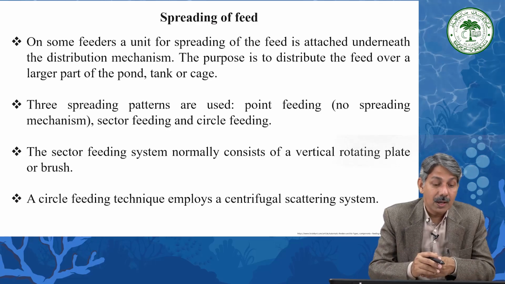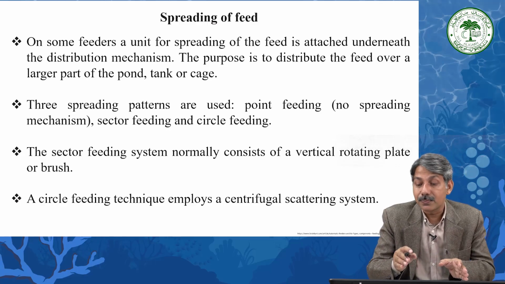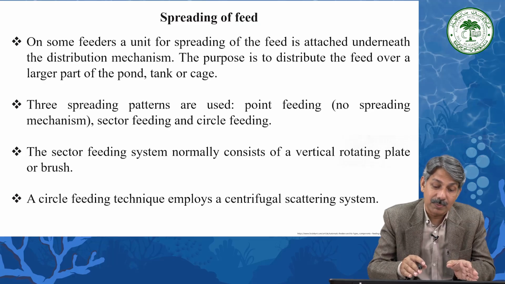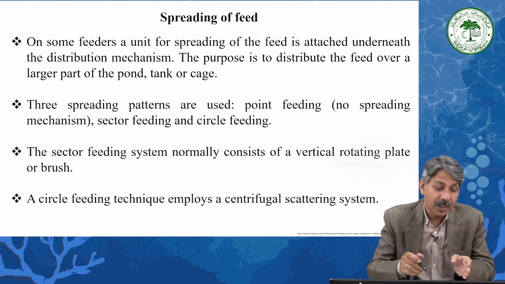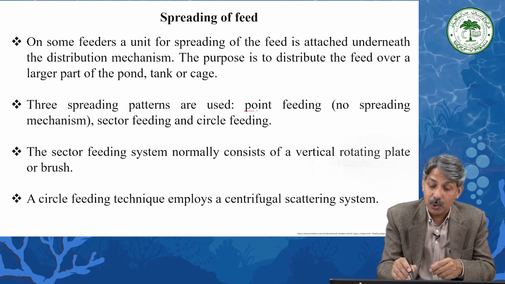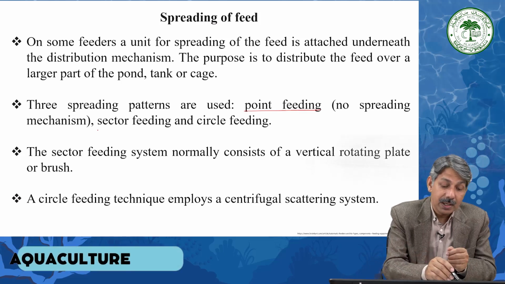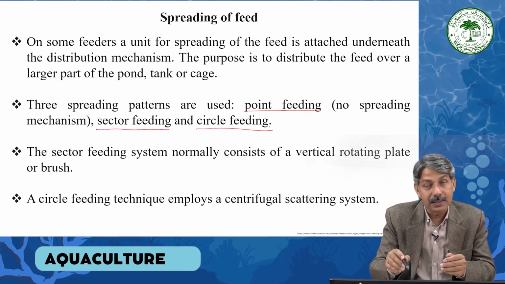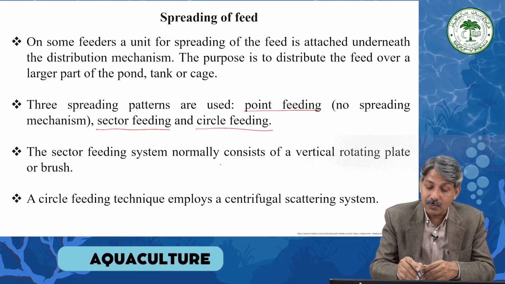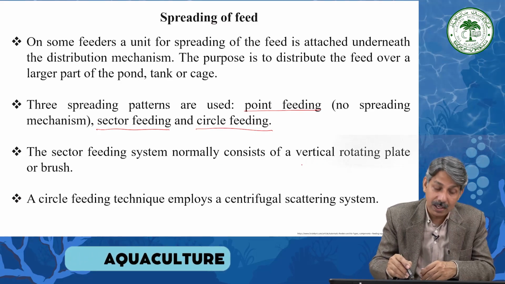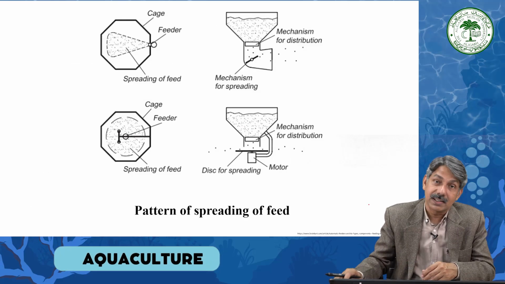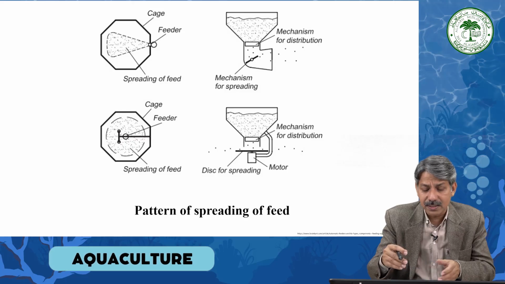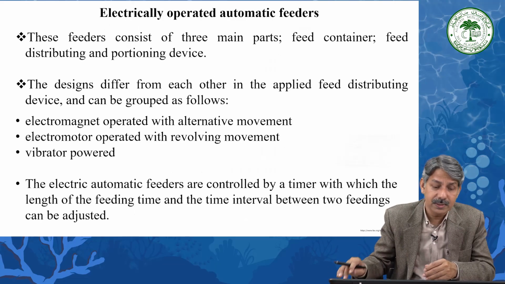Spreading of feed. On some feeders, a unit for spreading of feed is attached underneath the distribution mechanism. The purpose is to distribute the feed over a large part of the pond, tank or cage, whatever you are using. Three spreading patterns are used: maybe point feeding, where you don't need to spread, sector feeding or circle feeding, depending on your requirement. The sector feeding system normally consists of a vertical rotating plate or brush, whereas a circle feeding technique employs a centrifugal scattering system. These are the patterns of spreading feed that have been shown here.